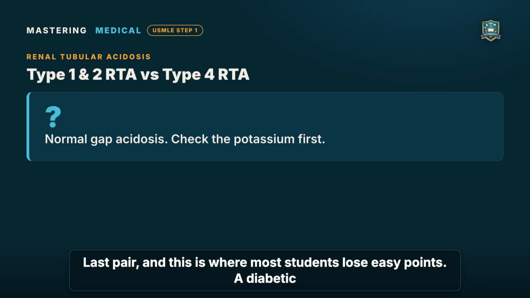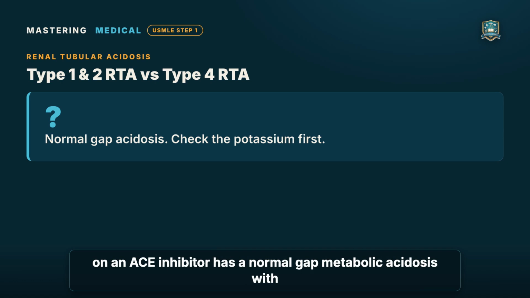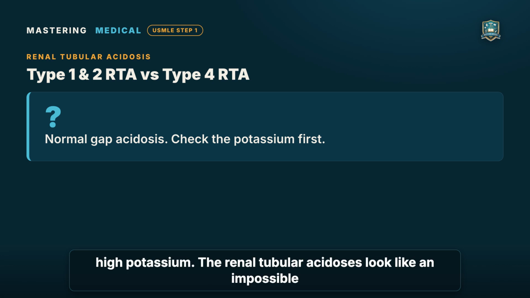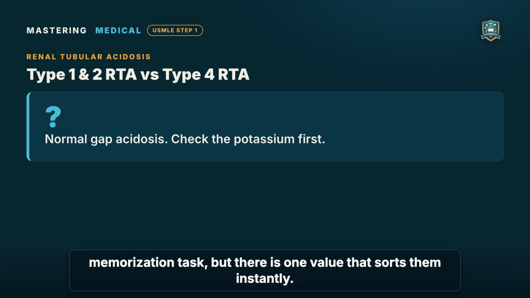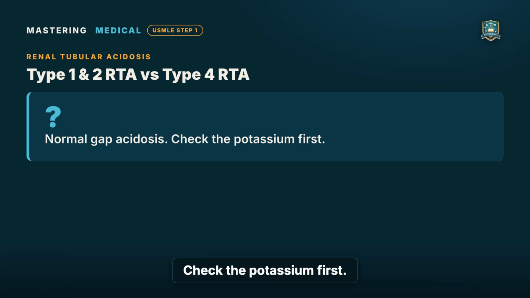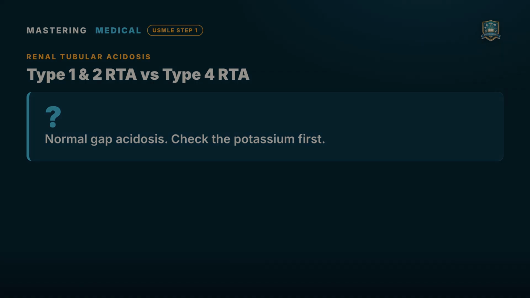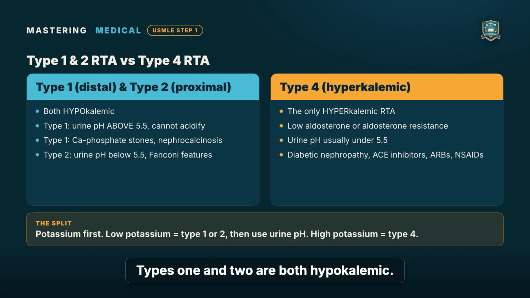Last pair, and this is where most students lose easy points. A diabetic on an ACE inhibitor has a normal gap metabolic acidosis with high potassium. The renal tubular acidoses look like an impossible memorization task, but there is one value that sorts them instantly. Check the potassium first. Types 1 and 2 are both hypokalemic.